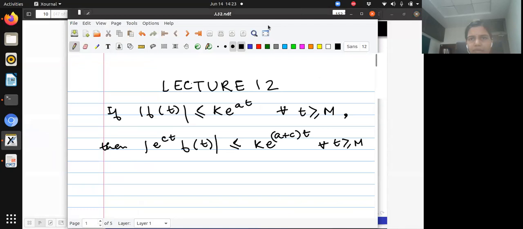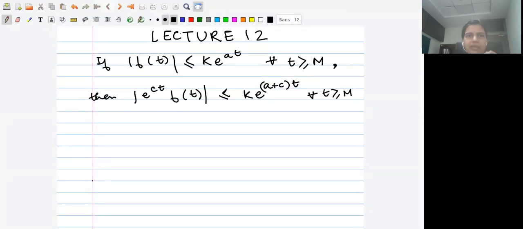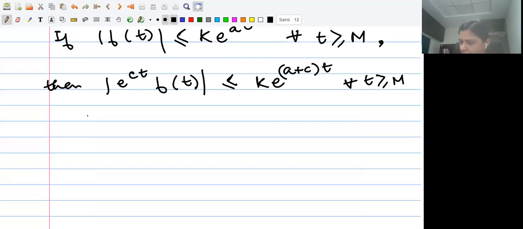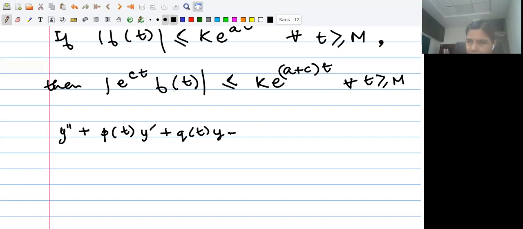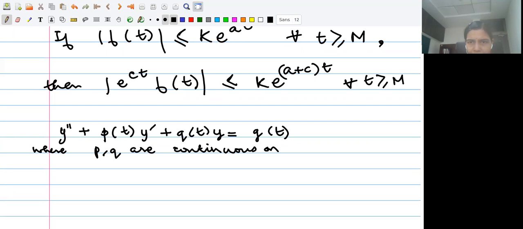I think it's a good point to make this clear. Suppose that I have a second order linear differential equation. Let me write it like this: y double prime plus p(t) y prime plus q(t) y equal to, let's say, g. And p and q are continuous on an interval, let's say alpha beta, but g is only piecewise continuous there.